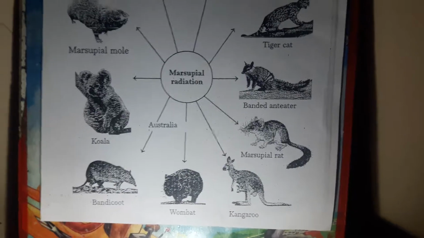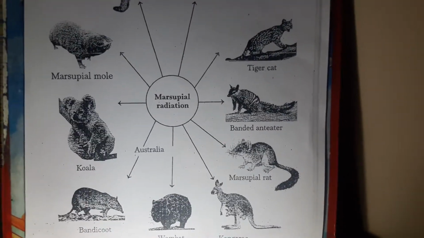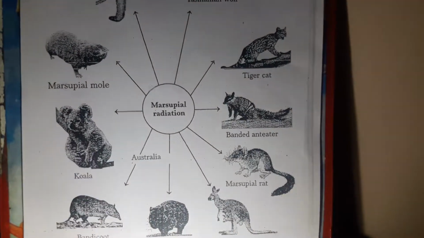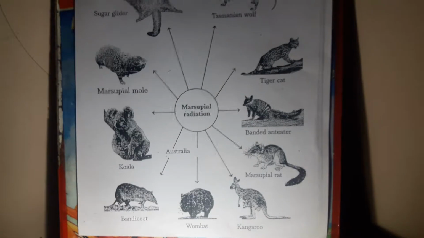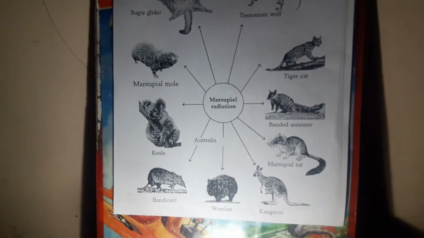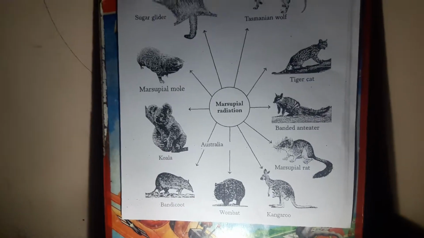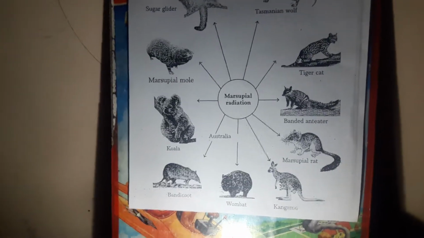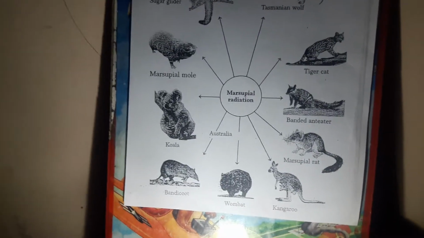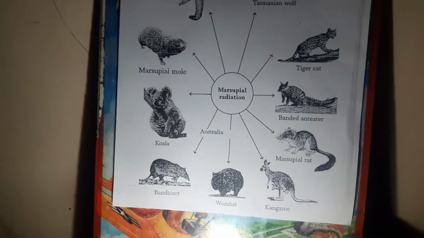So the next aspect that we'll be studying is adaptive radiation, which is also an example for homology or divergent evolution. Adaptive radiation refers to the development of different functional structures from a common ancestral form. So all these marsupials might have had a common ancestor and they have developed into different forms like sugar glider, Tasmanian wolf, marsupial mole, tiger cat, koala, banded anteater, marsupial rat, kangaroo, wombat, and bandicoot. They have diverged to form different types of animals or species with various functions as per their environmental conditions. So they have adapted to different environments and their bodies have also adapted to the conditions prevailing in the habitat.